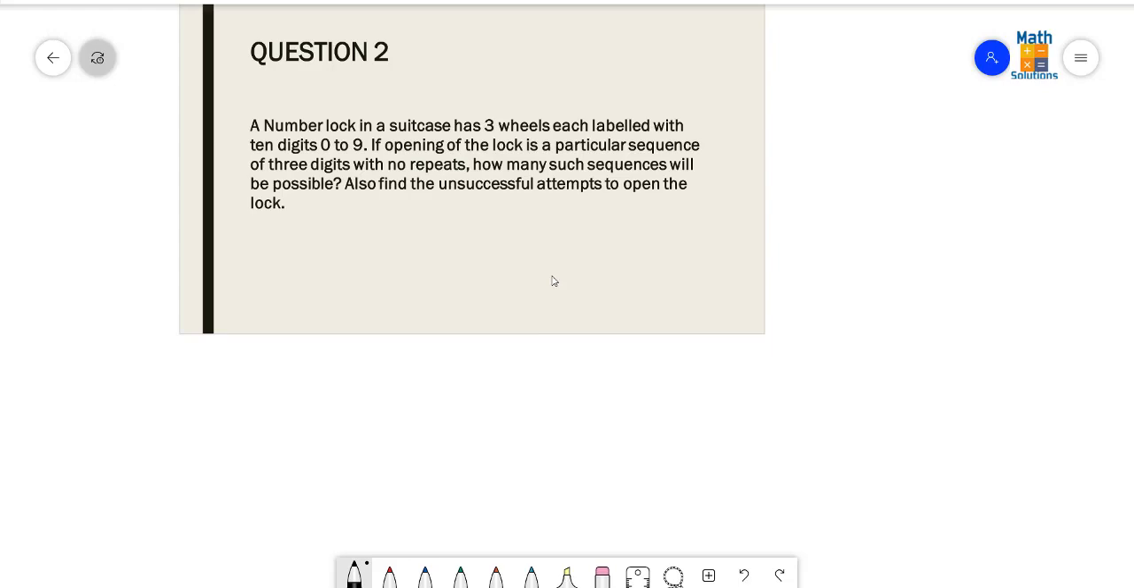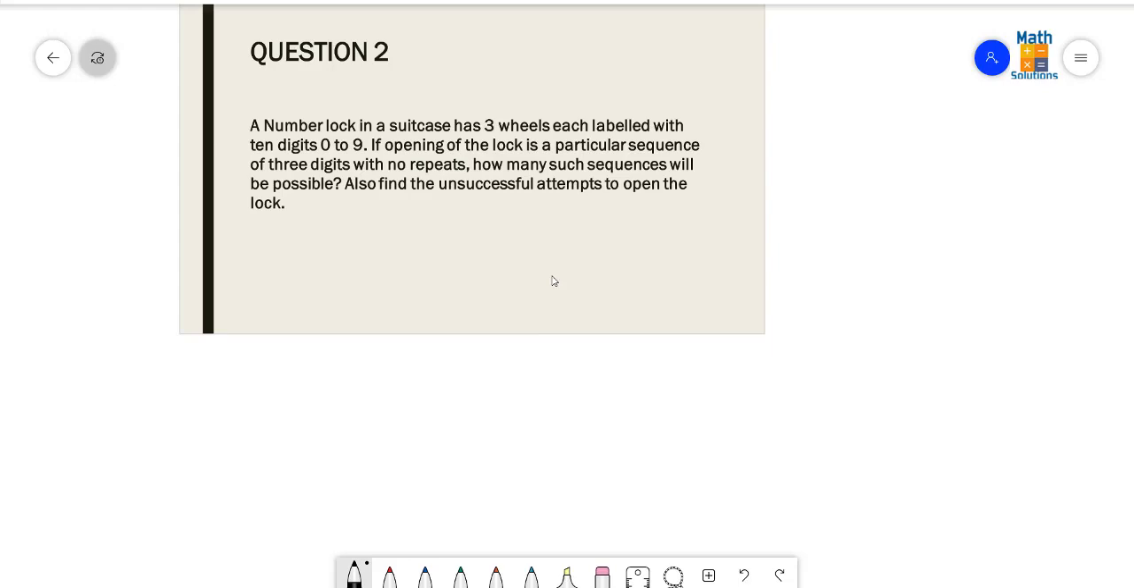So how many such sequences will be possible? So without repetition of the digits, how many such sequences will be possible? That is asked here. But the password can be only one. There may be lots of sequences, but out of these only one sequence will be applicable for unlocking this lock. Also find the unsuccessful attempts to open the lock. That means out of all the sequences, only one sequence will be applicable here for opening the lock.